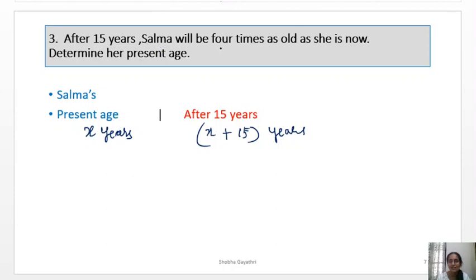Now, how is it related to the present age? The condition is given here. Salma will be, after 15 years, 4 times as old as she is now. So after 15 years, x plus 15, it is equal to 4 times as old as she is now. Here, 4 times x, right? You got the equation.